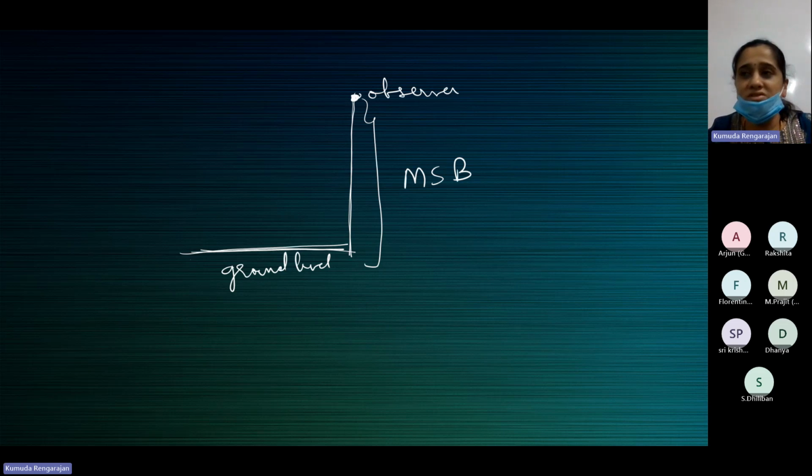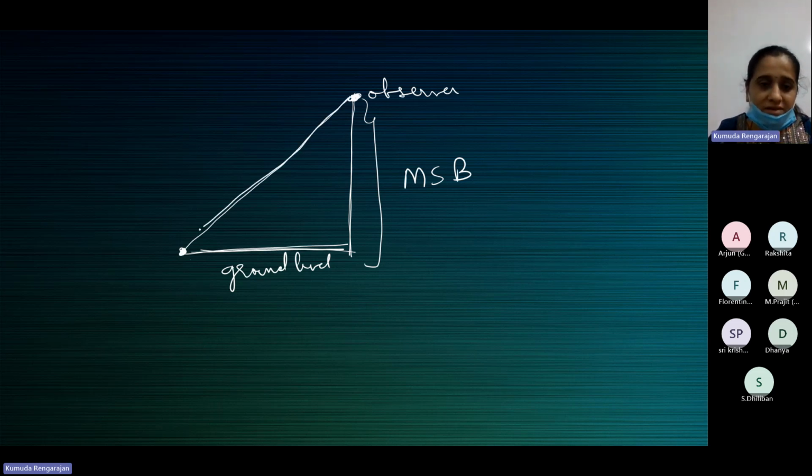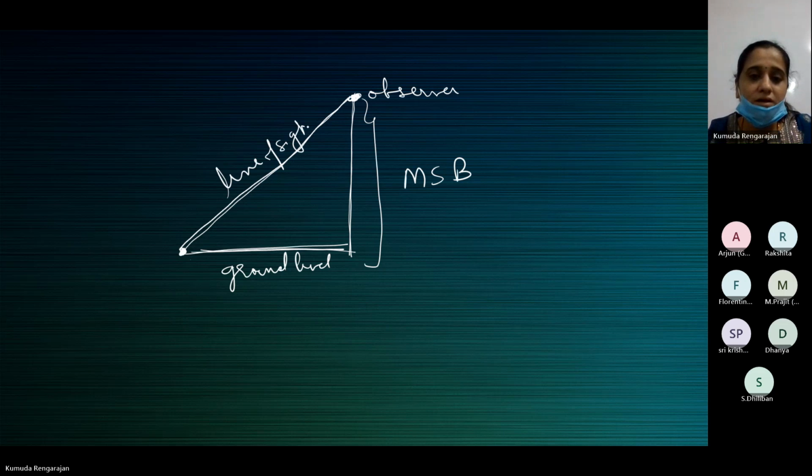Now the observer is here. Let's say a car is parked on the road. The car is parked here. Now the observer looks down at the car from the top of the building. So this is the eye of the observer, and he's looking at the car. This is the object observed. So this is the line of sight.